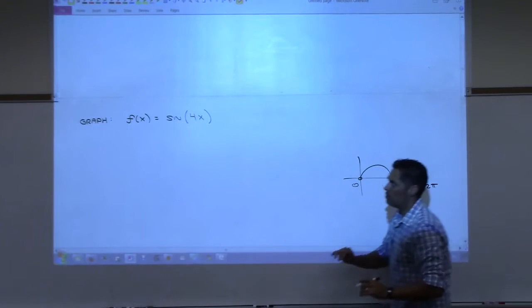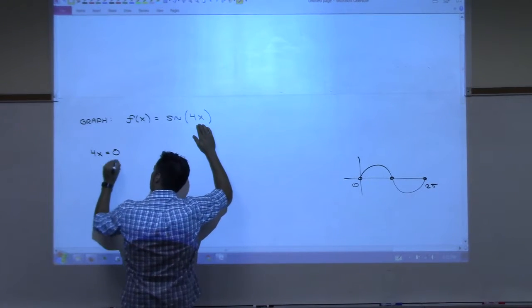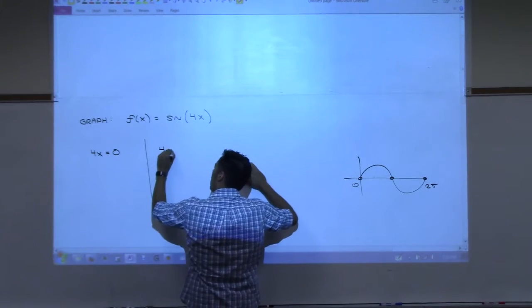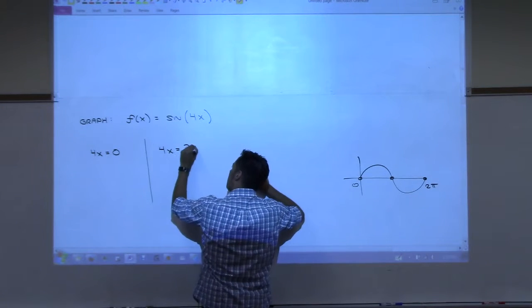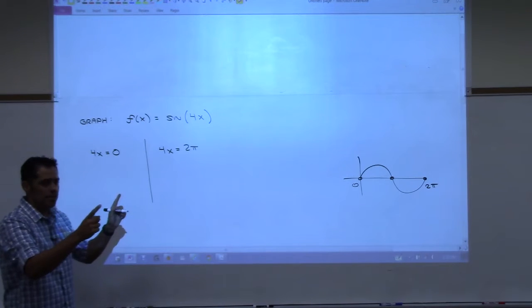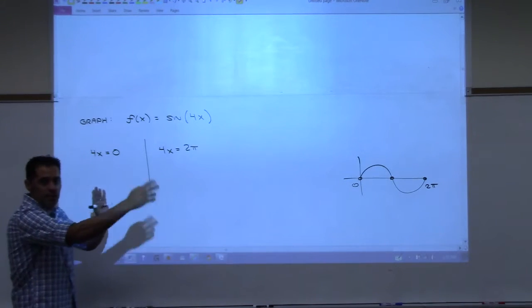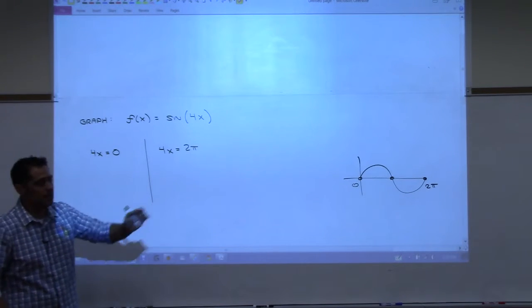So just follow me through here. I'm going to start with this. I'm going to take 4x, and I'm going to set it to 0, and I'm going to do a different equation, 4x, and I'm going to set it equal to 2 pi. All right? I'm using 0 and 2 pi because I'm dealing with the sine function, and the two endpoints for the standard sine function are 0 and 2 pi.